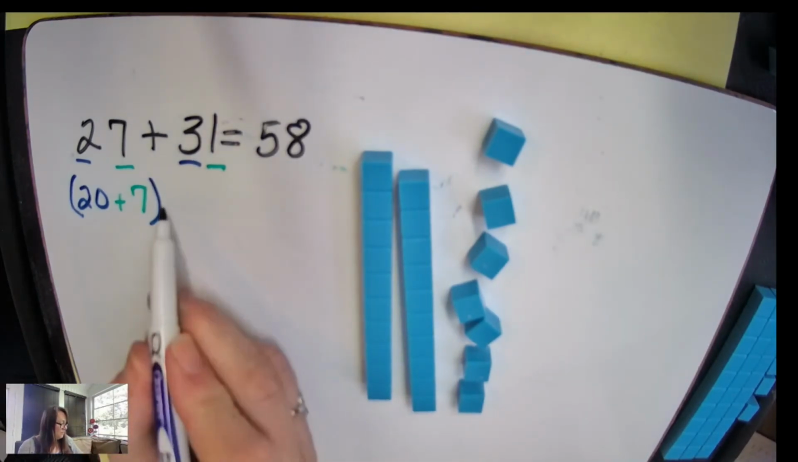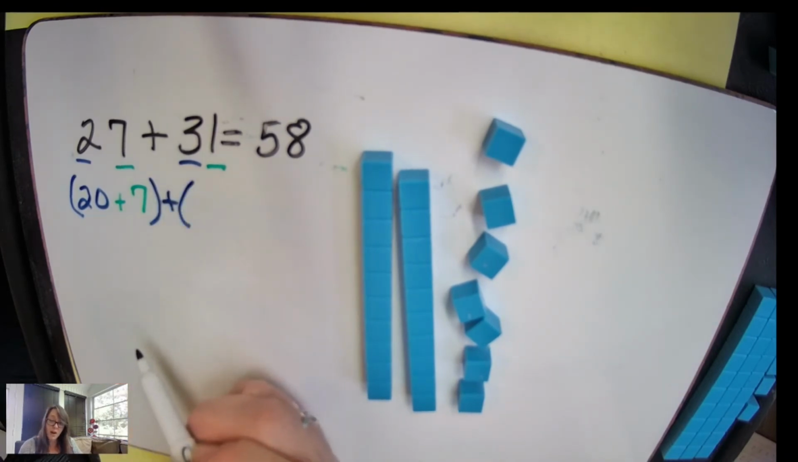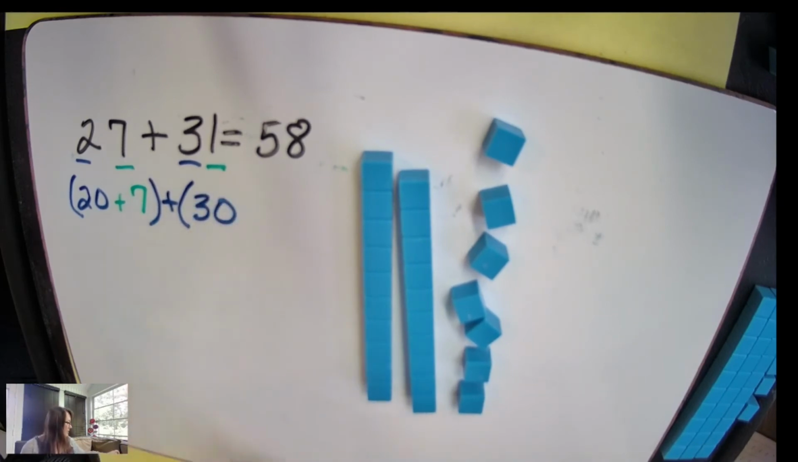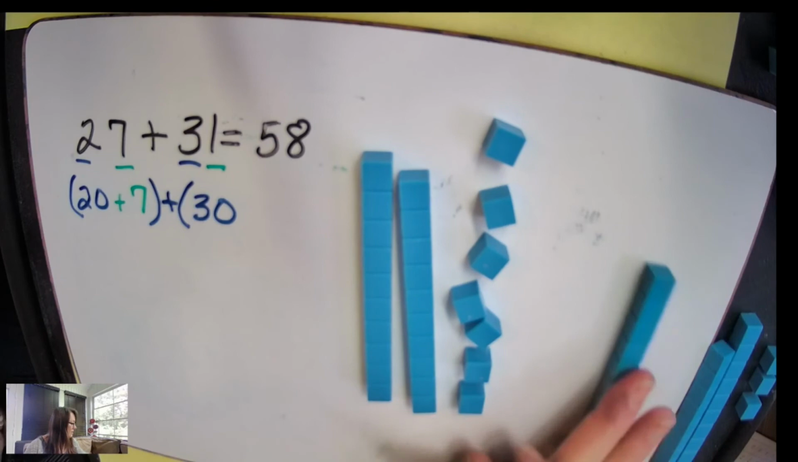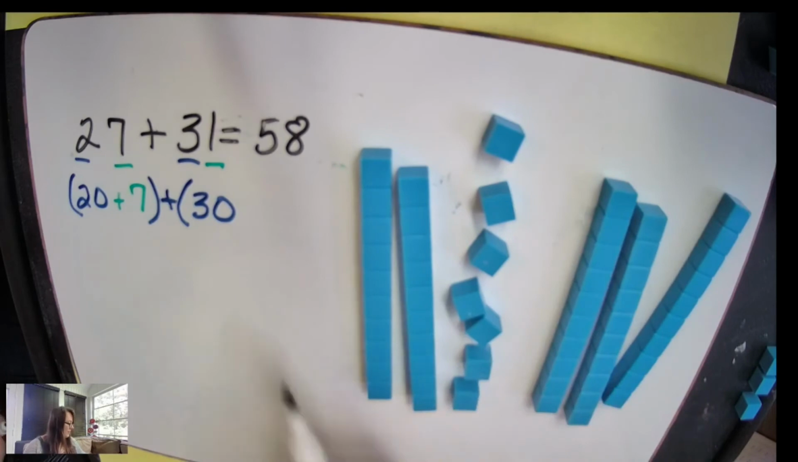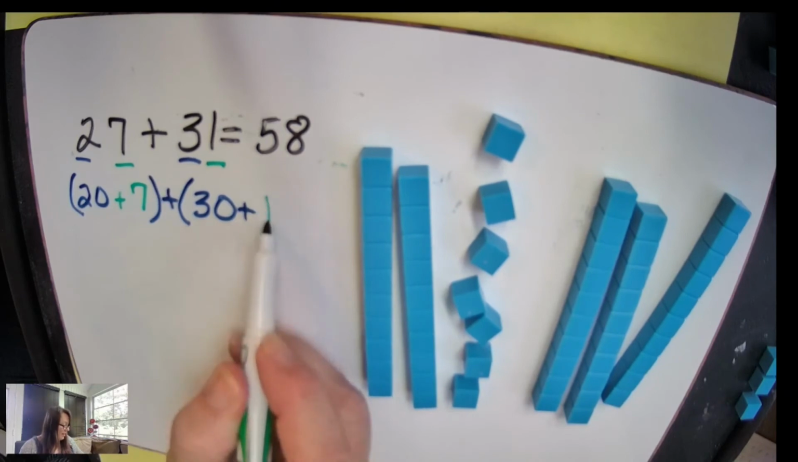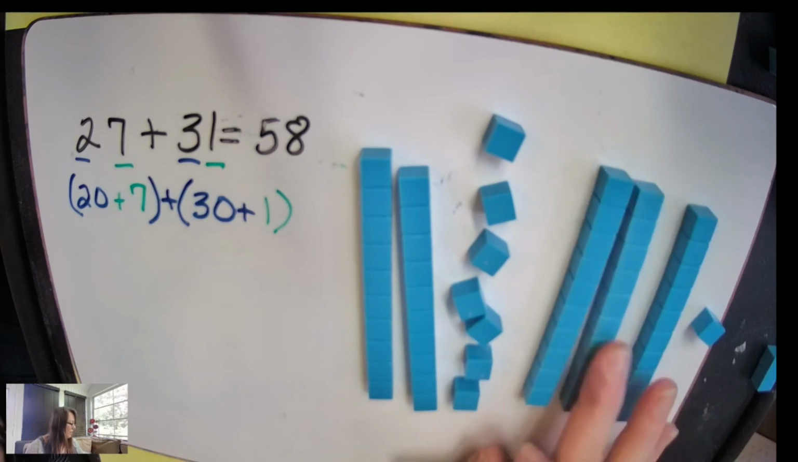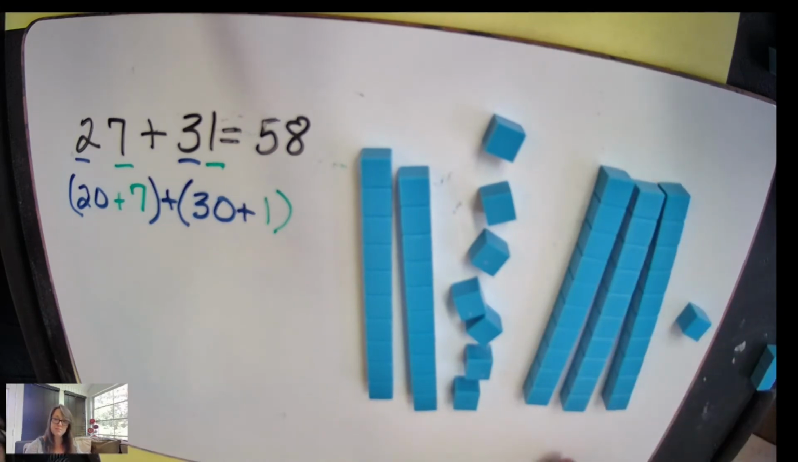And then 31 is 3 tens, or 30. 10, 20, 30, plus 1. 10, 20, 30, 31. Great. Sarah, what did you think about next?